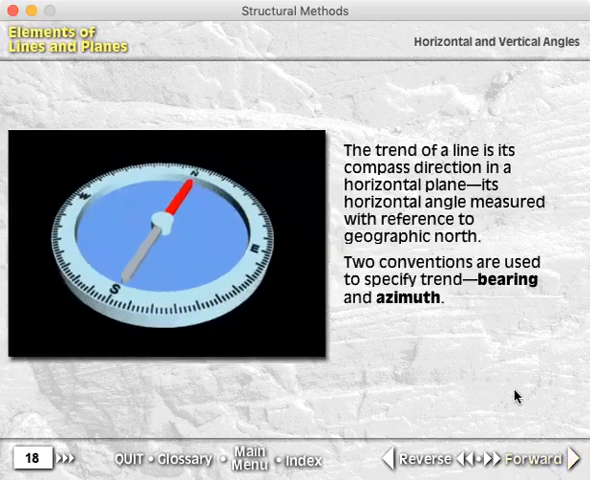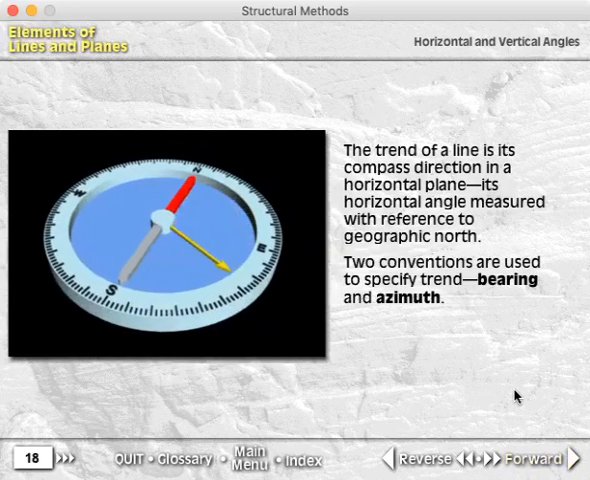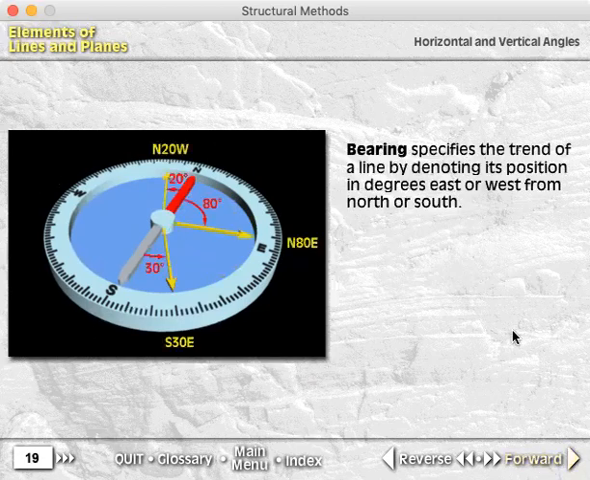The trend of a line is its compass direction in a horizontal plane, its horizontal angle measured with reference to geographic north. 2 conventions are used to specify trend: bearing and azimuth. Note, if you haven't already, that you can repeat the animation by clicking on the yellow eye beneath the diagram. Bearing specifies the trend of a line by denoting its position in degrees east or west from north or south.